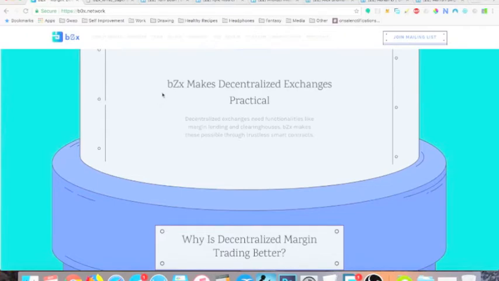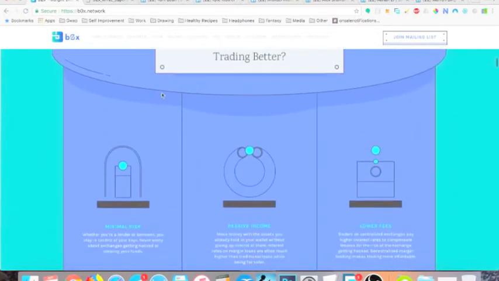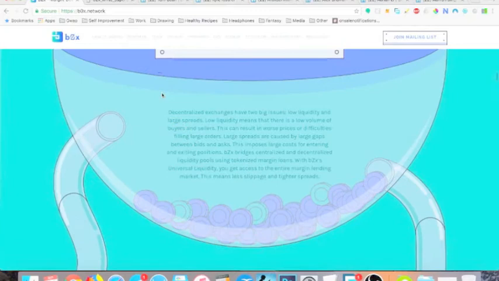So one of the other things that B0x claims is that they're going to make decentralized exchanges legitimate and actually work properly. And the way that they want to do this is by effectively pooling liquidity. And so you'll be able to have all these buyers and sellers that are putting in for different reasons. Maybe some are short-term traders, maybe some are long-term traders. Some of them are just lenders or borrowers. And they'll minimize the spreads by allowing all these different users to pool their liquidity. And so this can allow for less slippage and tighter spreads.